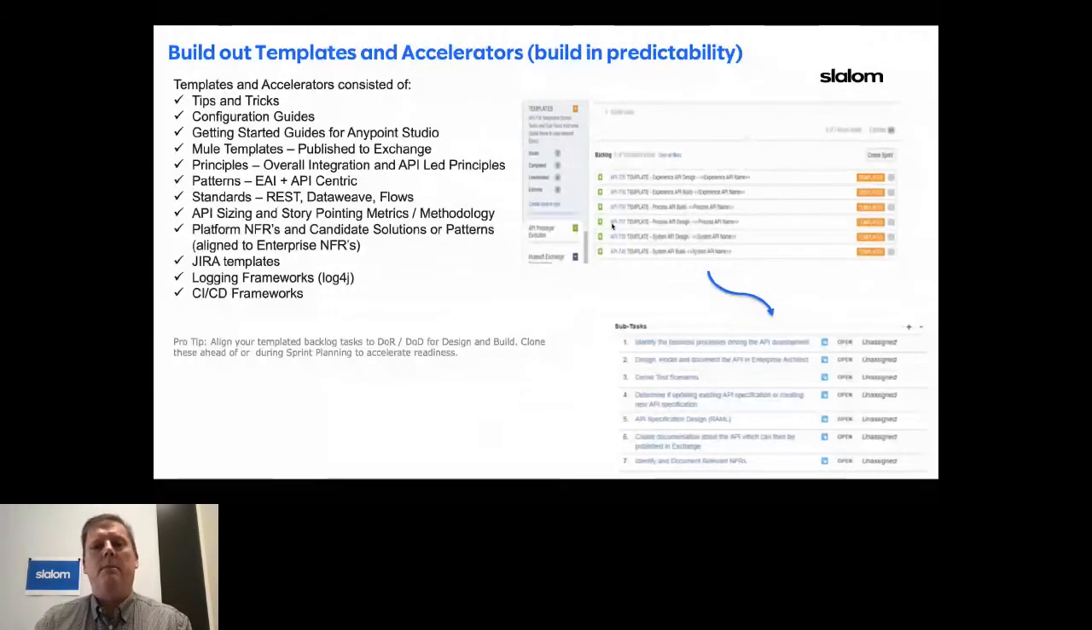You can create templated stories which are aligned to definition of ready and definition of done. Then as you spin up new projects, you can literally accelerate the stand-up of those projects by cloning those capabilities into those project backlogs. So part of your C4E should be to try and create some structure and predictability so that things happen consistently and are therefore more measurable using metrics.